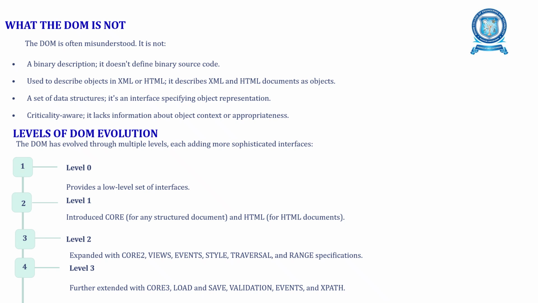Levels of DOM evaluations. Level 0 provides a low-level set of interfaces. Level 1 introduces core and HTML. Level 2 expands with core 2, using event, style, traversal, and range specification. Level 3 is further extended with core 3: load, save, validation, event, and export.